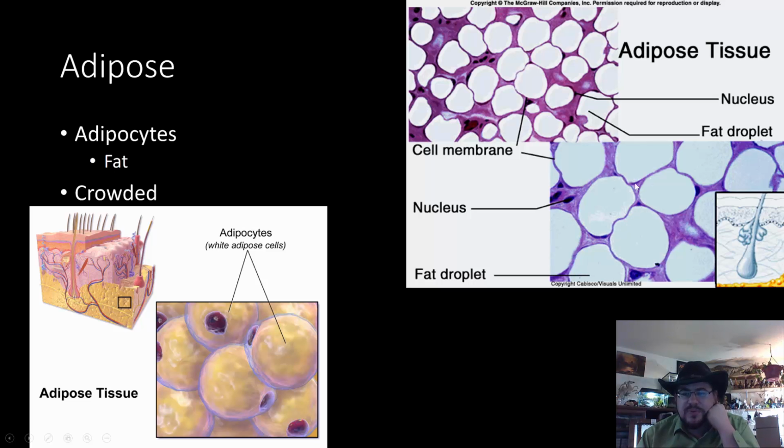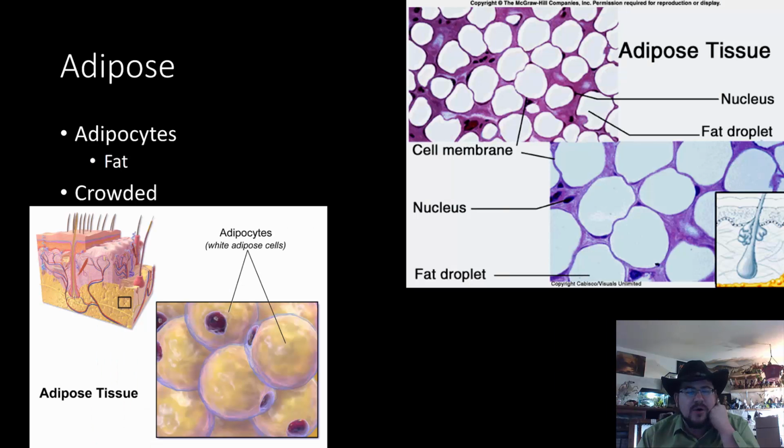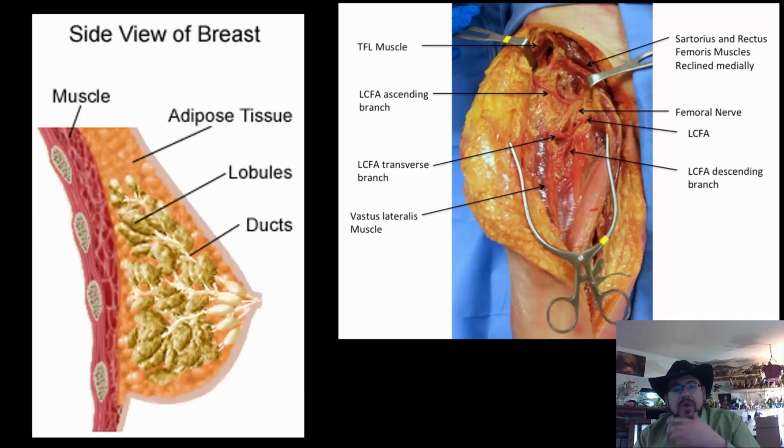You can see the purple cytoplasm makes up very little of the cell, and the grand majority is that big old fat droplet. Adipose tissue is very crowded together, making this thick layer of yellowish fat. So here are some pictures of adipose tissue.